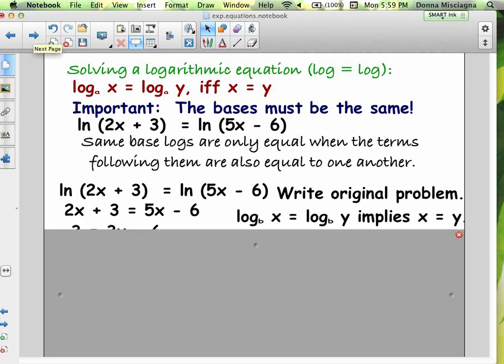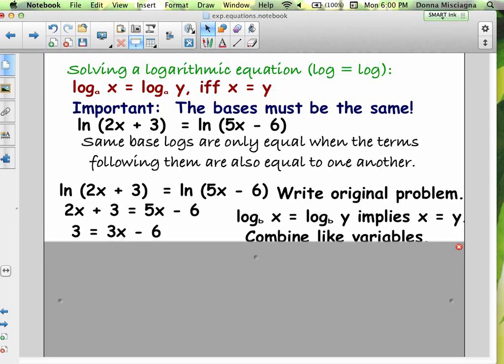So the natural log of 2x plus 3 equals the natural log of 5x minus 6 implies that 2x plus 3 has to equal 5x minus 6. That's the only way that can be true. So these are really easy to solve. You just set what follows your log equal to one another and solve for your variable. So if we have 2x plus 3 equals 5x minus 6, we can subtract 2x from both sides.